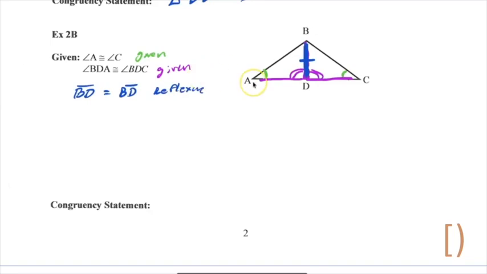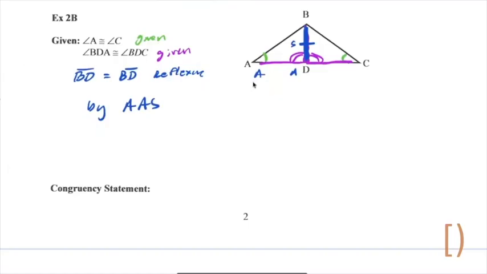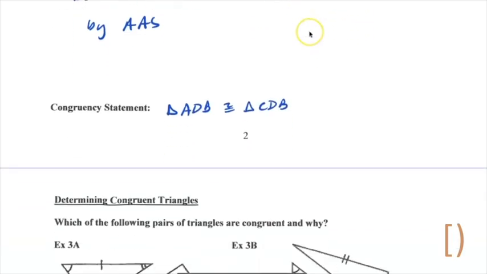Now we have angle, angle, side. By angle, angle, side, we have triangle ADB is congruent. Again, it has to match. A is right here. A goes with C. So CDB. So there we go. Okay, let's finish up by doing some quick fire ones.